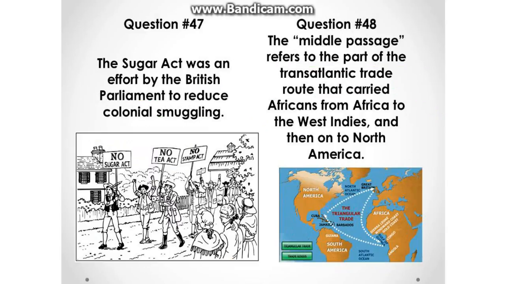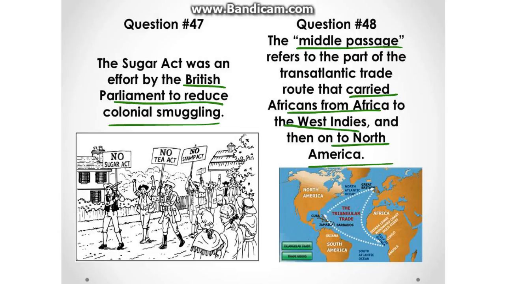Question number 47. The Sugar Act was an effort by the British Parliament to do what? This was an effort by the British Parliament to reduce colonial smuggling. Question number 48. The Middle Passage refers to the part of the transatlantic trade network that carried what to where? The Middle Passage carried Africans from Africa to the West Indies and then on to North America. And that portion of the triangular trade route can be seen here.